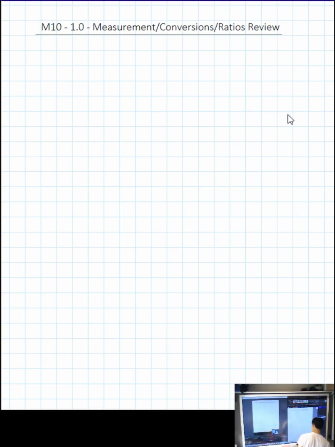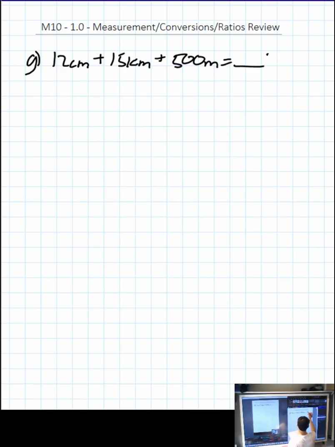Okay, so 1G. We have 12 centimeters plus 15 kilometers plus 500 meters equals blank question mark meters. So we need to get everything into meters. So this is the question. So we're going to skip a few lines and start off by converting 15 kilometers, I guess, into meters. So times over. We need kilometers on the bottom. We need meters on the top. There's 1,000 meters in 1 kilometer.